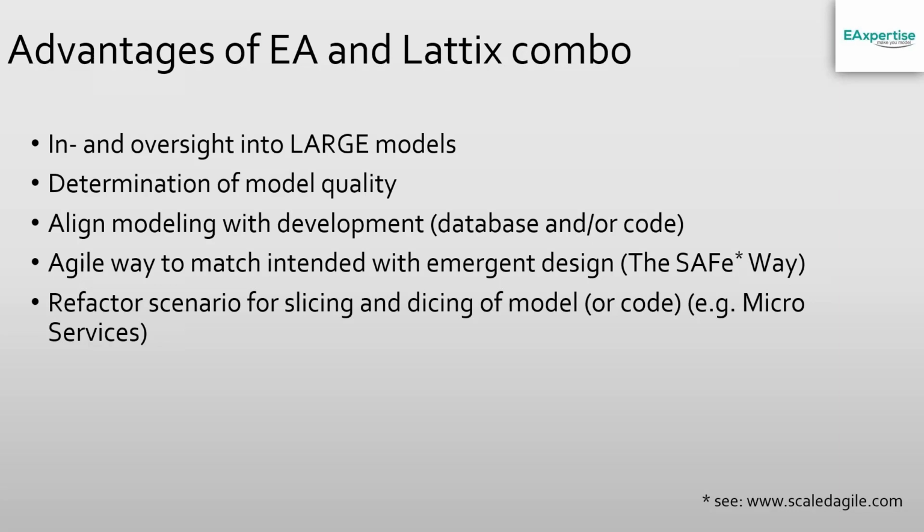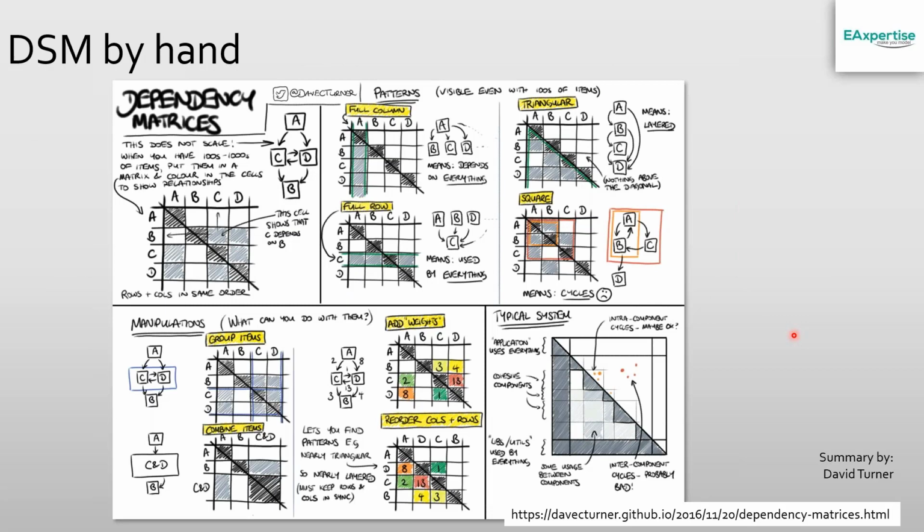If you want to do some refactoring of your model or your code base or your data structures, then you have a very good combination here. So that's very, very helpful. I found a very interesting hands-on picture on the internet made by David Turner that explains how some of the patterns in the DSM look and how you can improve those patterns. So when you're interested in this, have a look at this URL.